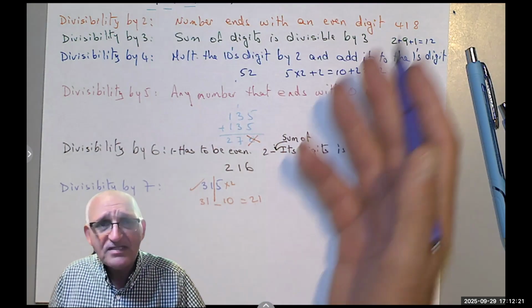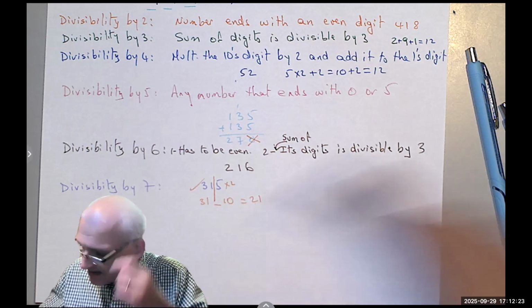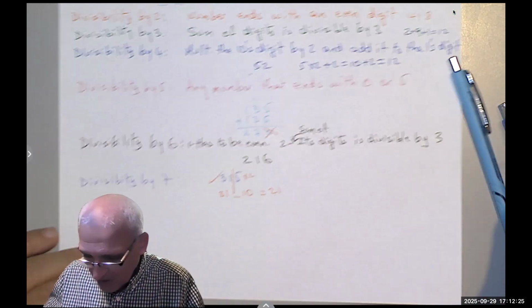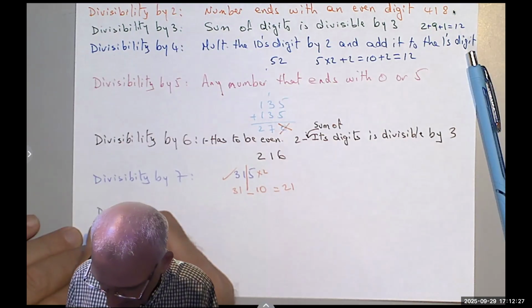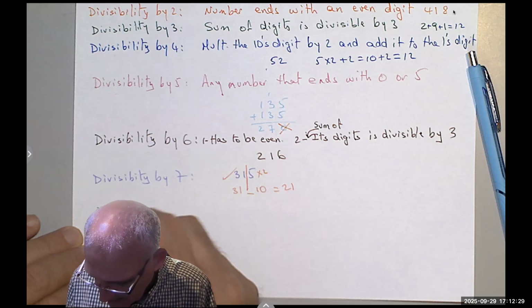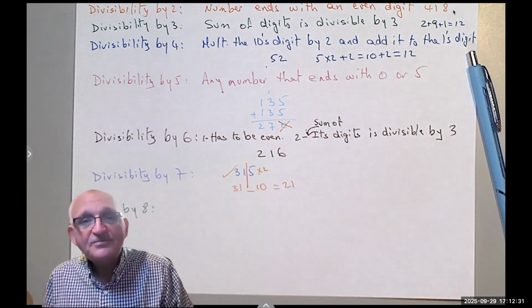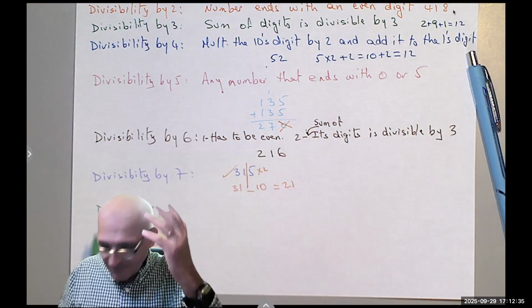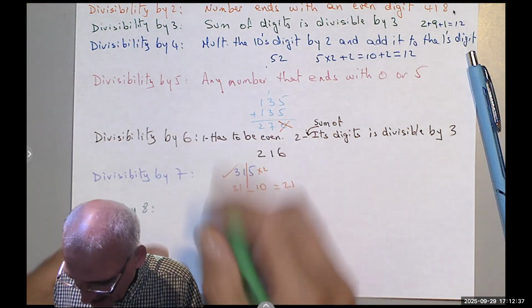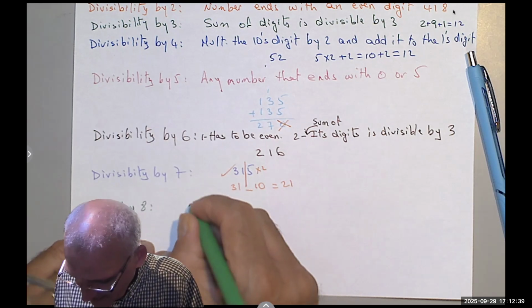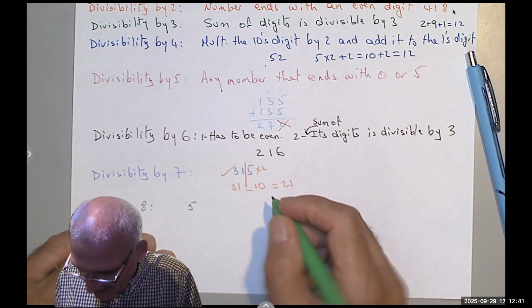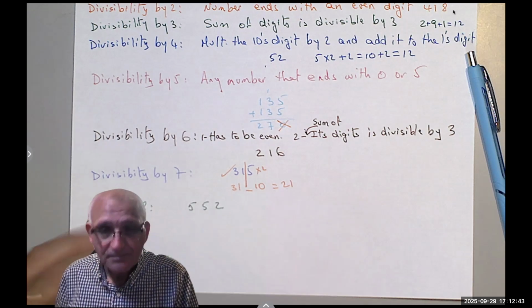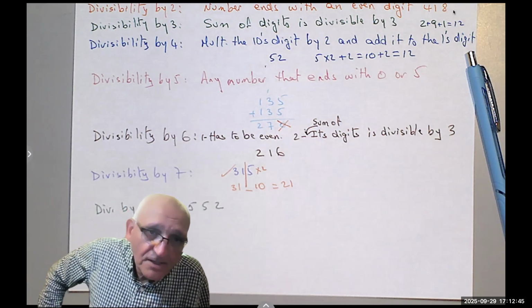8 is also easy because basically, okay, let me show you how you do 8. Let's pick again. I keep doing the cube. I don't know why. So let me take something else. So let me say 552.